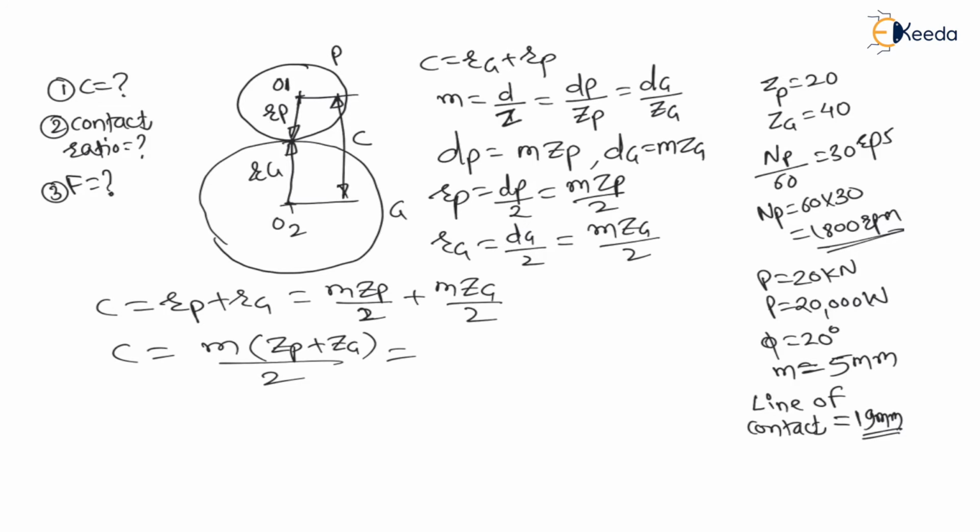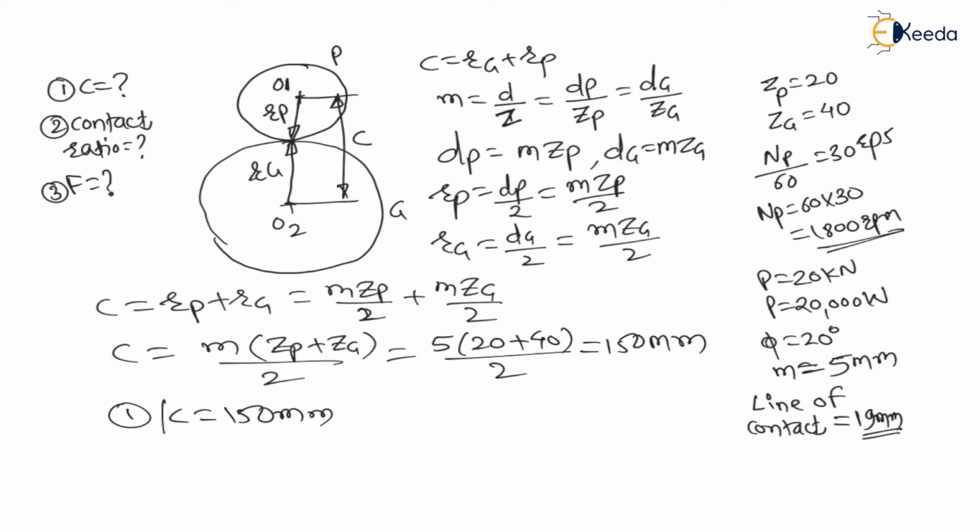Put the values. Now, module is given here: module is 5 mm, Zp is 20, Zg is 40. Therefore, center distance is 5 times (20 plus 40) divided by 2. Now solve this, then I will get the answer equal to 150 mm. Therefore, for the first question, center distance is equal to 150 mm.